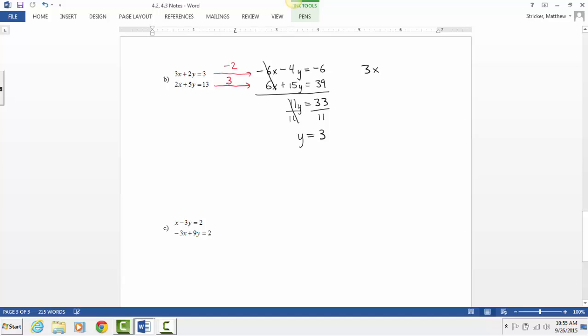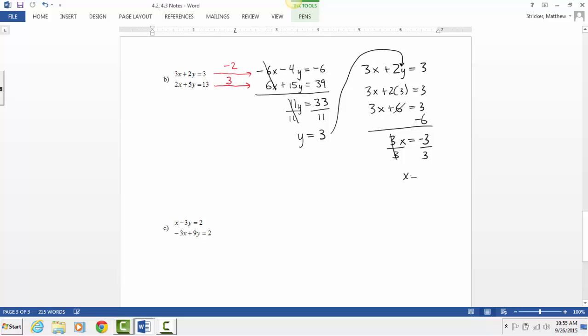If I take the top equation, 3x plus 2y equals 3, and I plug in 3, I get 3x plus 2 times 3 equals 3. This is 3x plus 6 equals 3. Move that to the other side, it becomes a negative 6. So I get 3x equals negative 3. Divide by 3. I get x equals negative 1. So my answer is negative 1, 3.